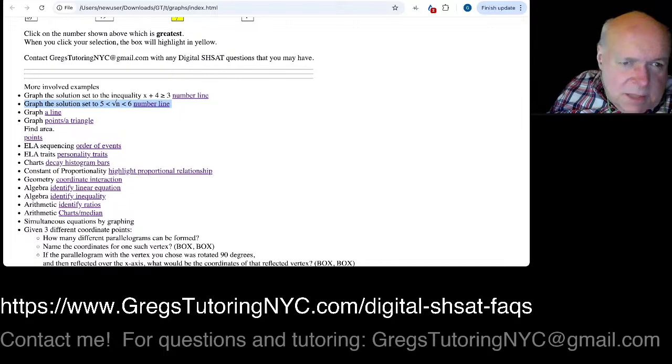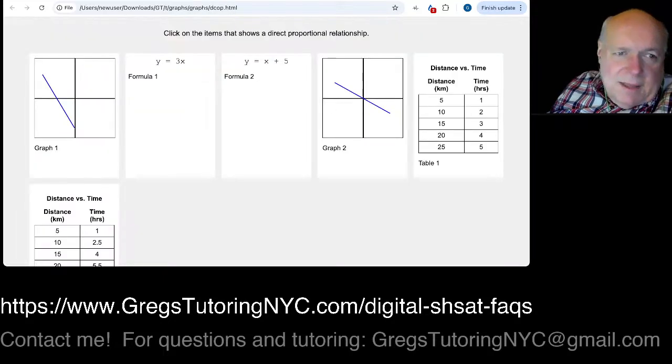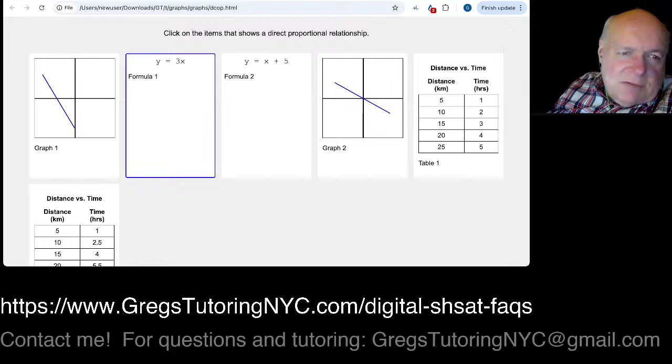Proportional relationships. So we have something like this, dealing with a hotspot. Click on the item that shows a direct proportional relationship. So again, there can be more than one answer. If you know it deals with y equals kx form, then you know that might be the answer. Graph 1, you might know to be a COP, a constant of proportionality. It has to go through (0, 0). So it's not going to be graph 1. It's going to be graph 3.